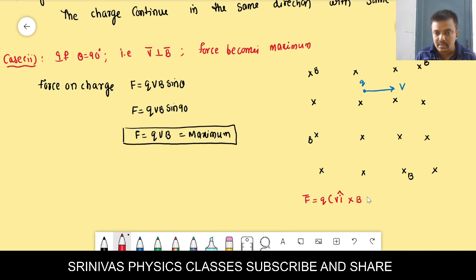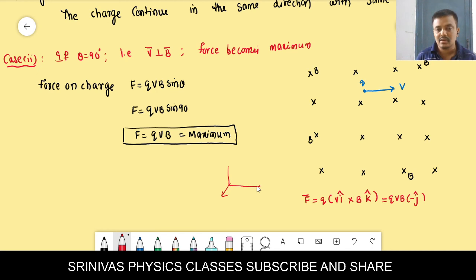We write it as k cap. Then finally we get i cap cross k cap, so QVB into k cap cross i cap means j cap, here minus j cap you will get. That is the negative y-axis. Velocity is along the x-axis, magnetic field along the z-axis. If you see like this, the axes will be like this.